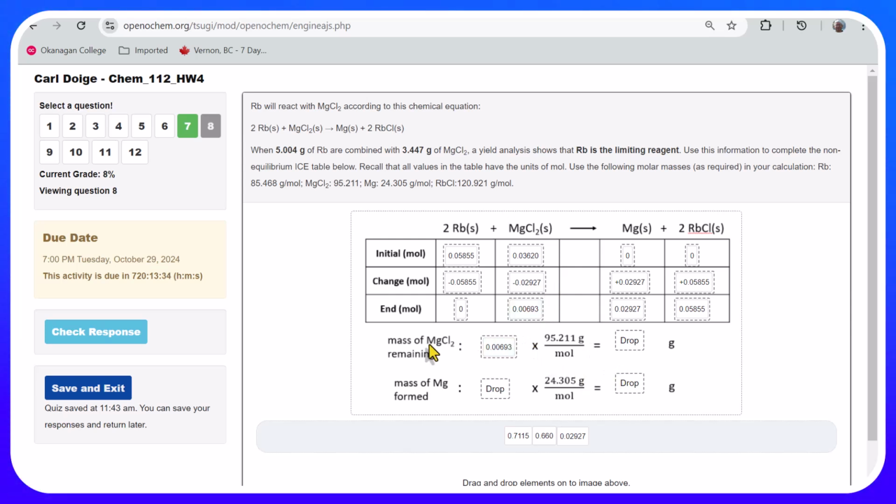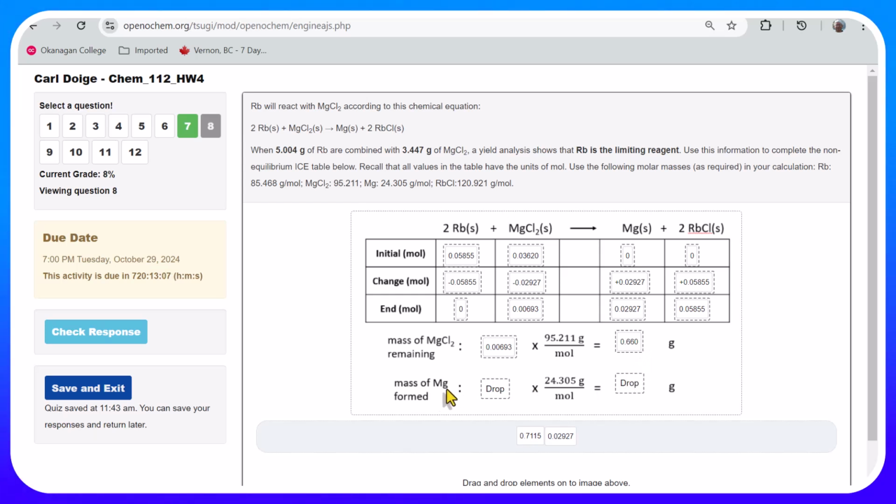In order to calculate the mass, I'm going to take that amount and multiply it by the molar mass of magnesium chloride. And when I do this, I end up with this mass, 0.660. Now, one of the things to reflect on is to make sure that this mass is indeed less than the starting mass of the magnesium chloride. And indeed it is. It doesn't guarantee that the value will be correct, but at least it's consistent.